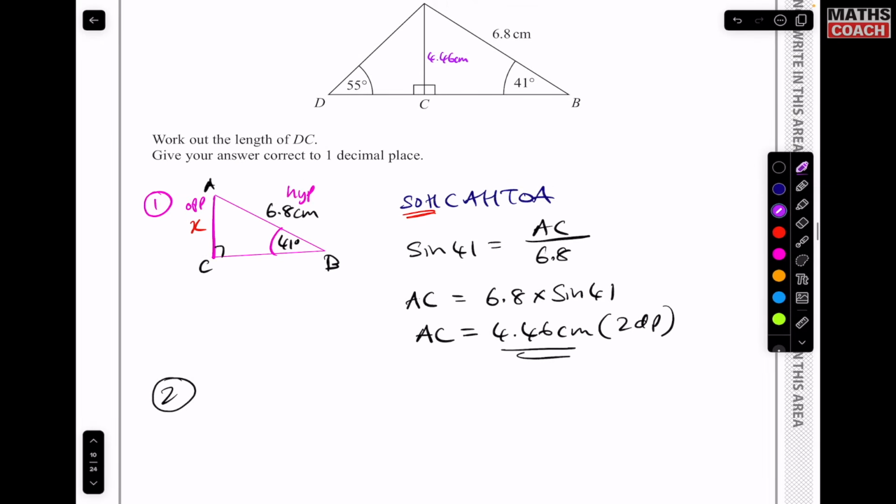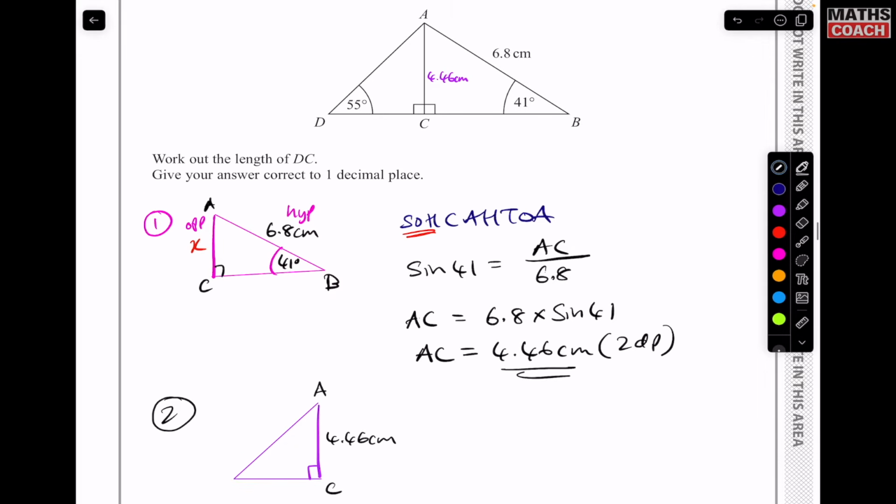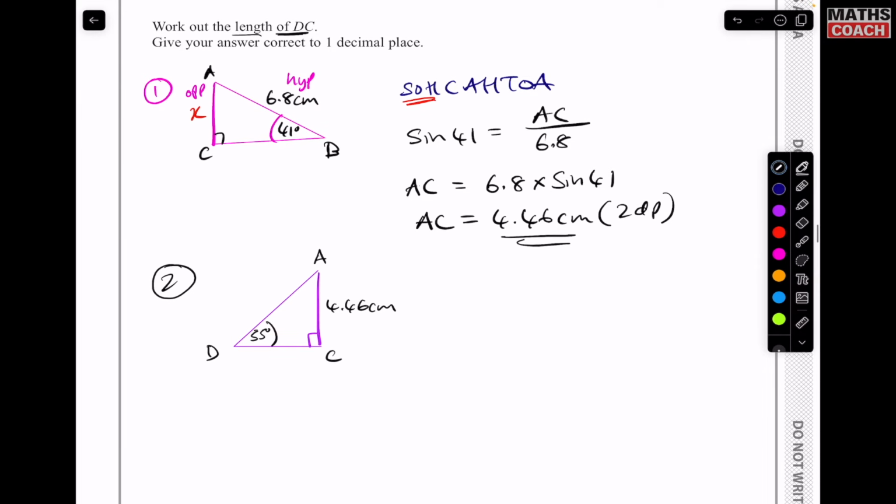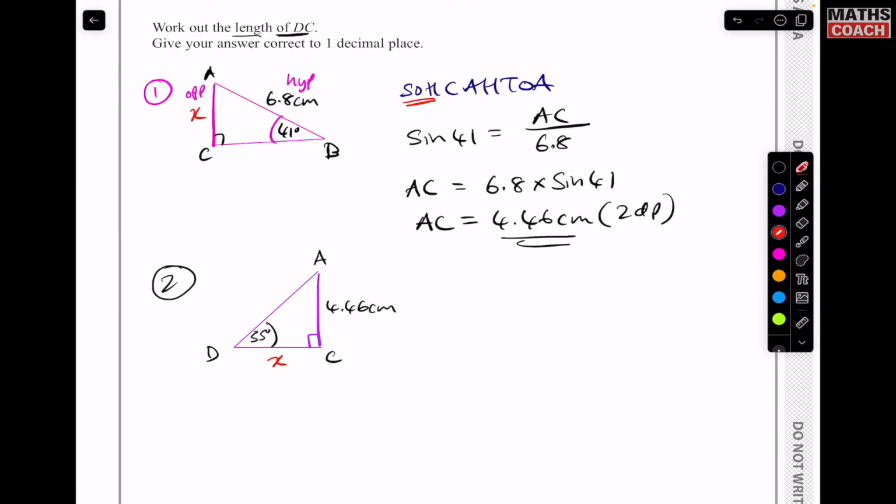Okay, so let me draw it out. So there's the other triangle right there. So that is 4.46, which I just found. That's C, that's A, that's D, and that's 55 degrees. Okay, so I'm looking for the length of D to C. So I can put an X right there.